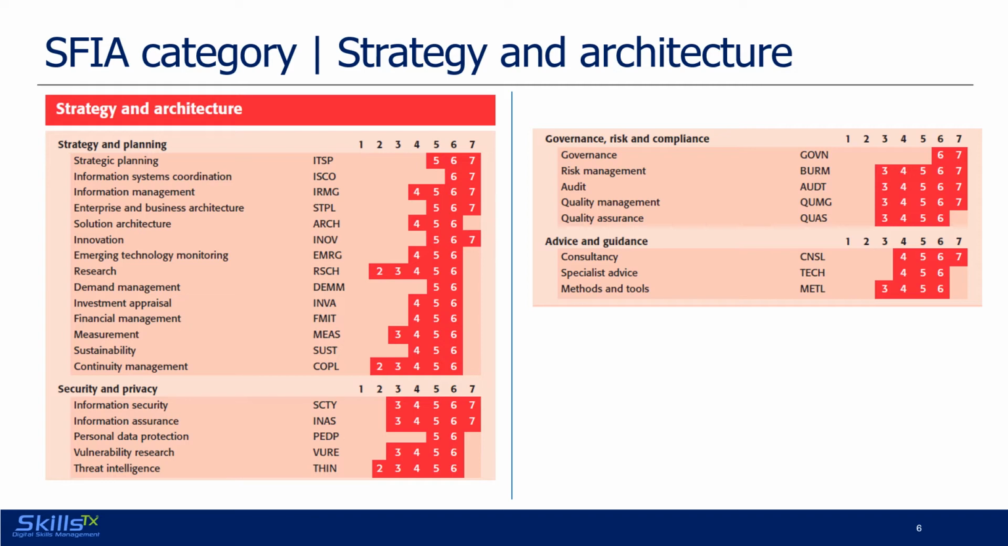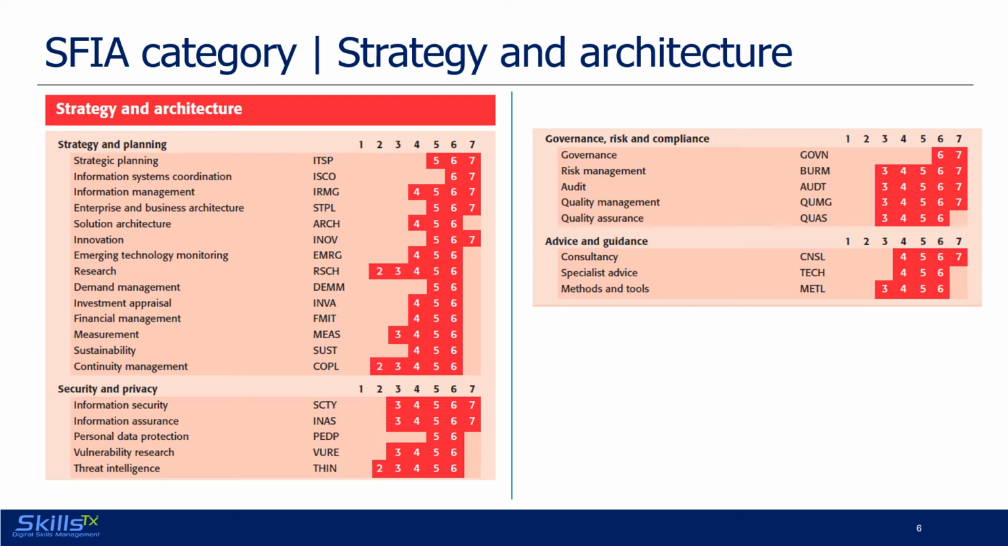The red color coding is for strategy and architecture. In this view, you can see the 4 subcategories that this category is made up of. So we have strategy and planning, security and privacy, governance, risk and compliance, and advice and guidance. So those are the 4 subcategories within the strategy and architecture category. And then we have the skills and the level of those skills that SFIA describes.